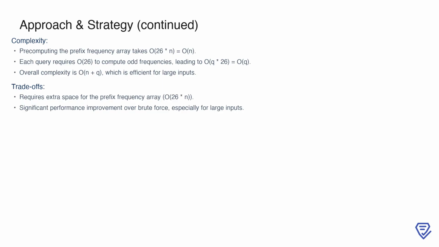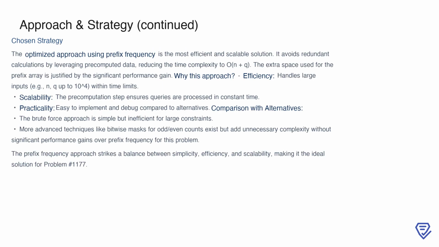This is a huge improvement over the brute force approach, especially for large inputs. However, this method does require extra space to store the prefix frequency array, which has a size of 26*n. Despite this, the trade-off is more than justified, as the time savings are substantial and the method scales well to handle large values of n and q. Ultimately, the optimized approach using prefix frequency arrays is the most efficient and practical solution for this problem.